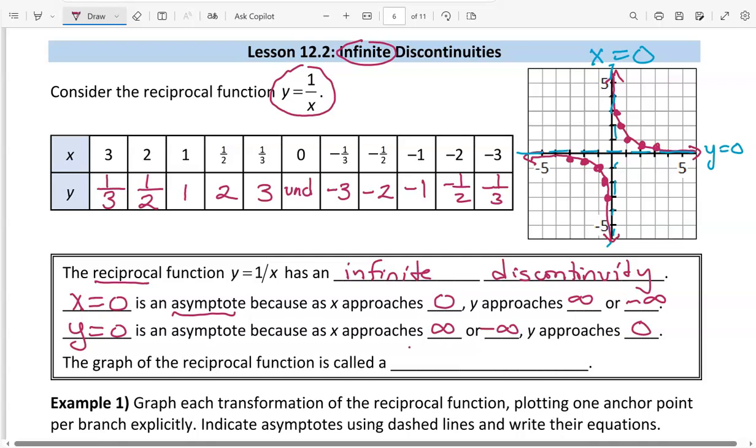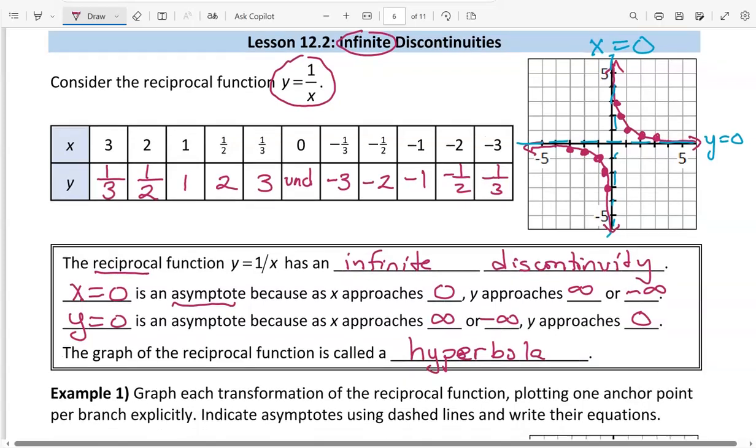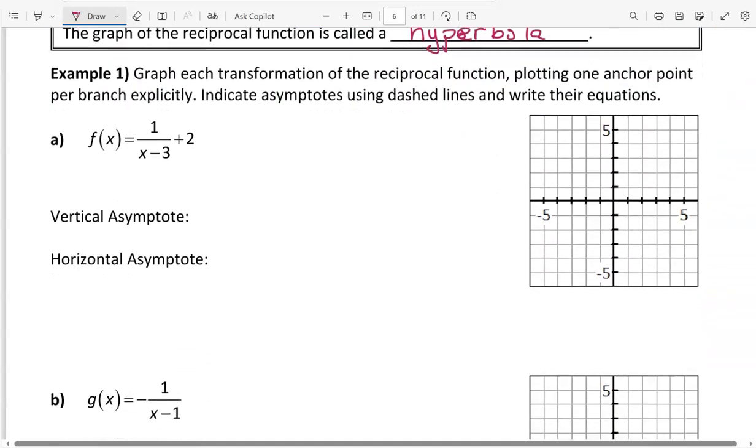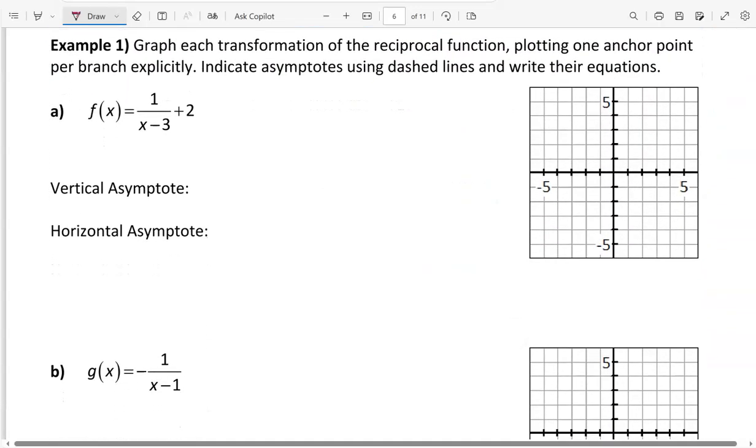The graph of this reciprocal function is called a hyperbola, which is one of several quadratic relations. A parabola is one of those types, and that's like y equals x squared. This is a very special type of hyperbola, though, and you won't see that quadratic relation in this particular one. All right. That being said, we can graph a transformation of this parent function.